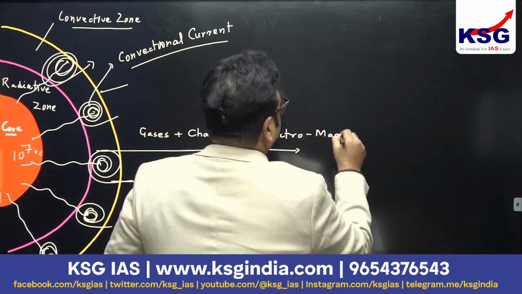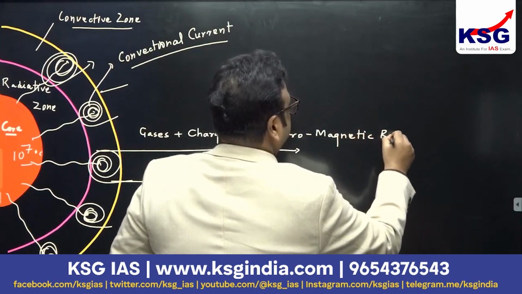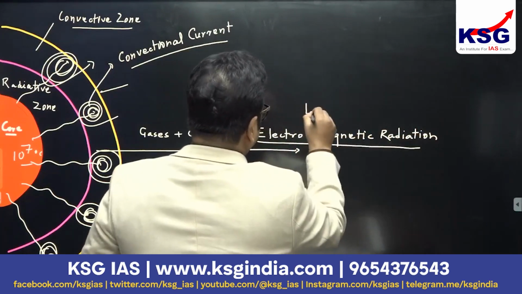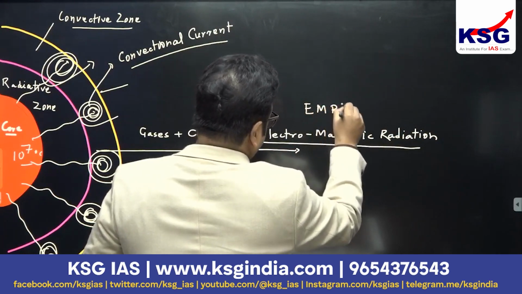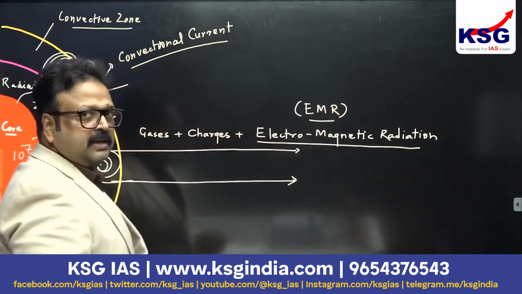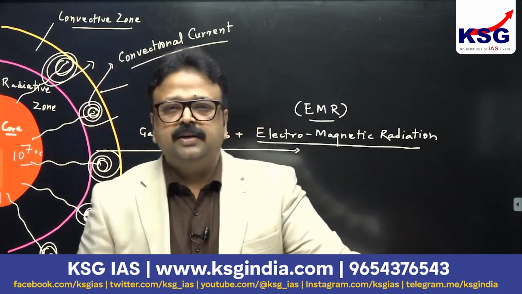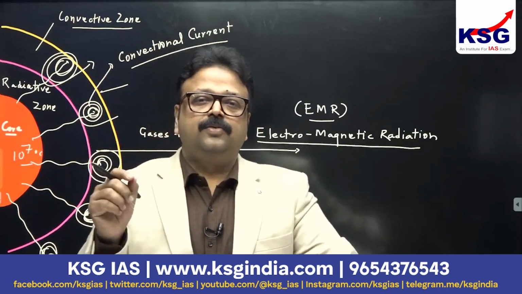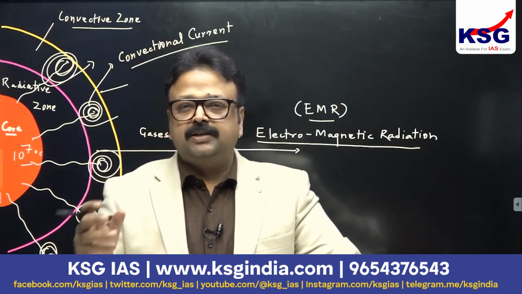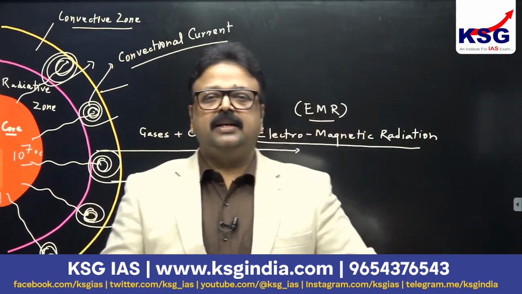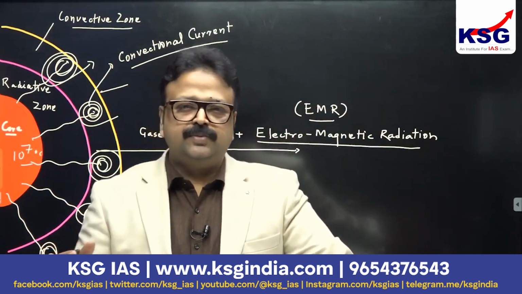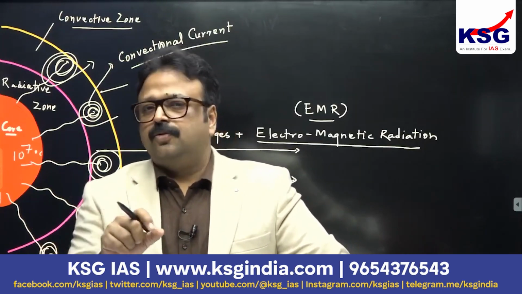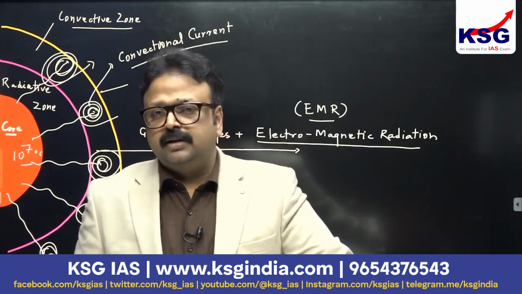Electromagnetic radiation. You all have this idea. Our insolation consists of this electromagnetic radiation. Electromagnetic radiation, I will refer to it as EMR. Electromagnetic radiations are a form of energy which travels in the form of waves. It consists of gamma rays, X-rays, ultraviolet rays, visible light, then infrared, far infrared, radio waves, microwaves, etc. Once you go through the spectrum of light, you will find all these wavelengths, and that is collectively called electromagnetic radiation.